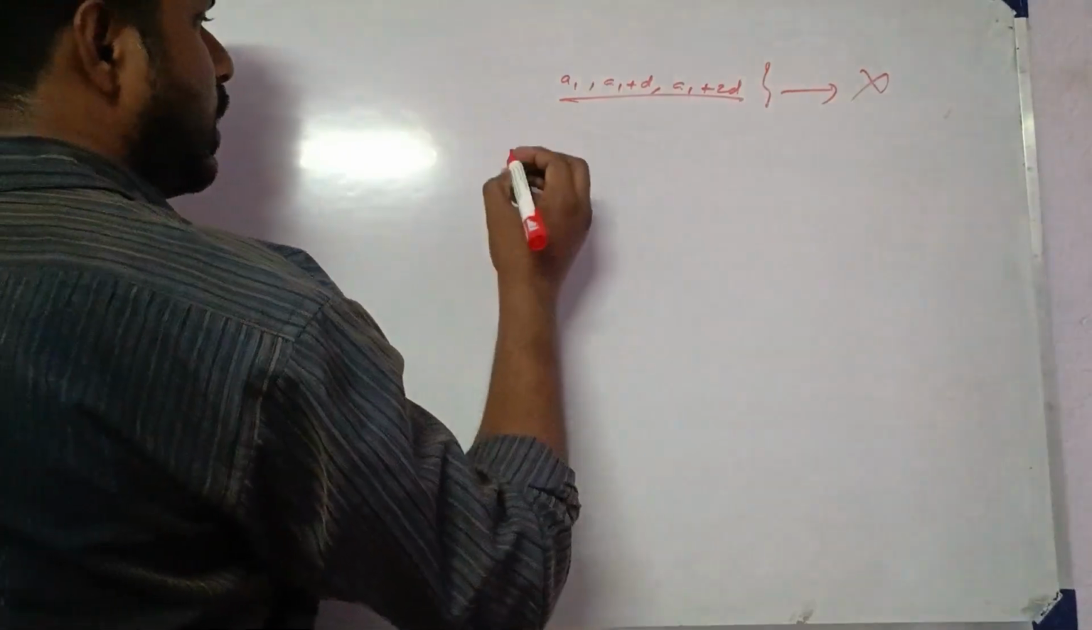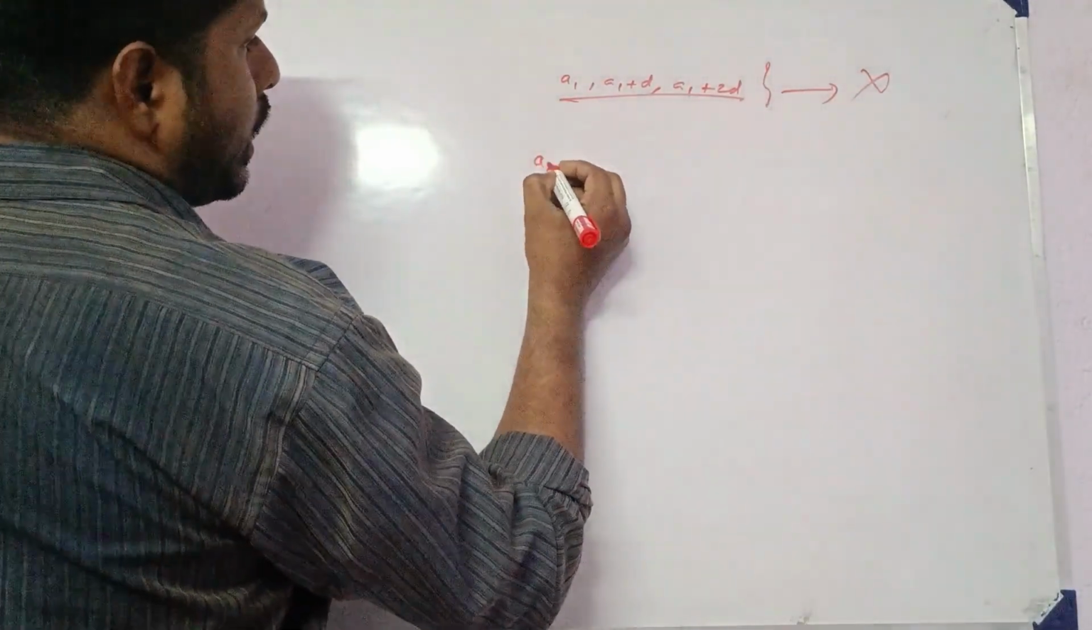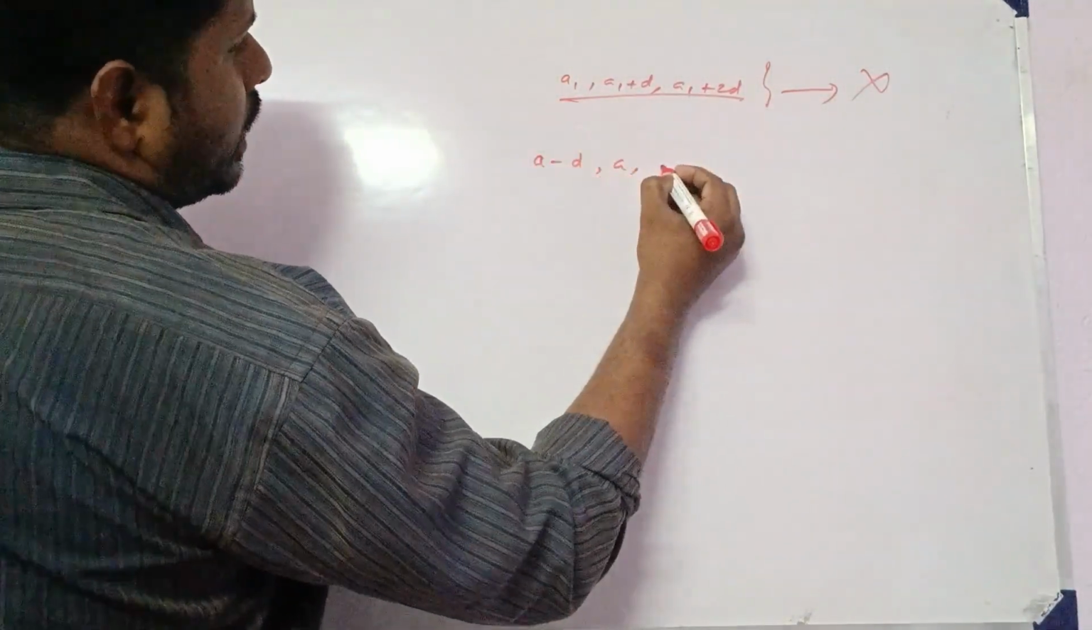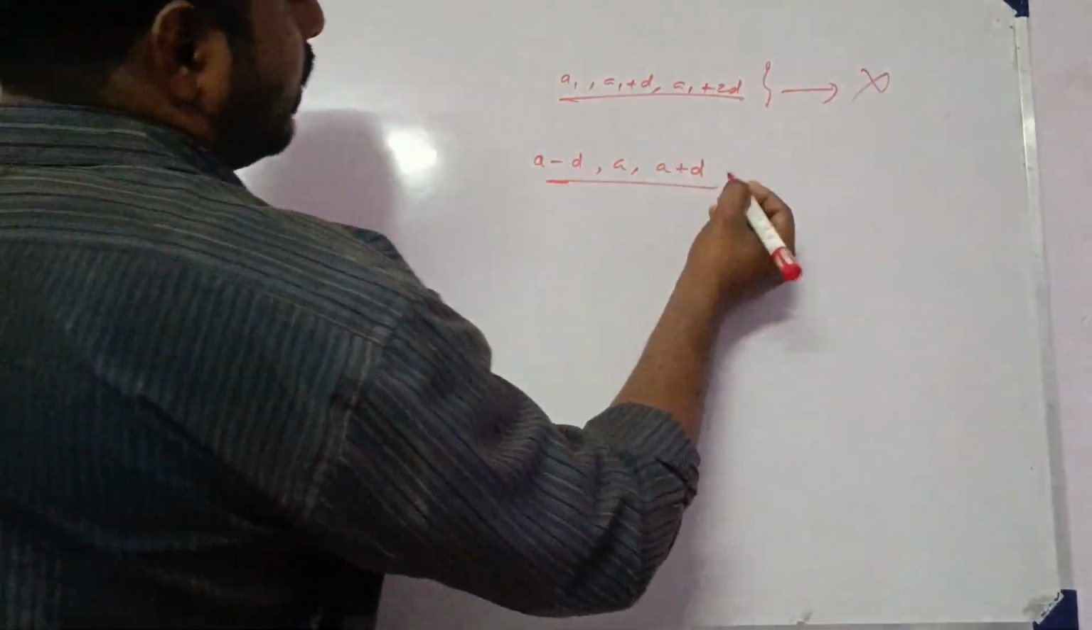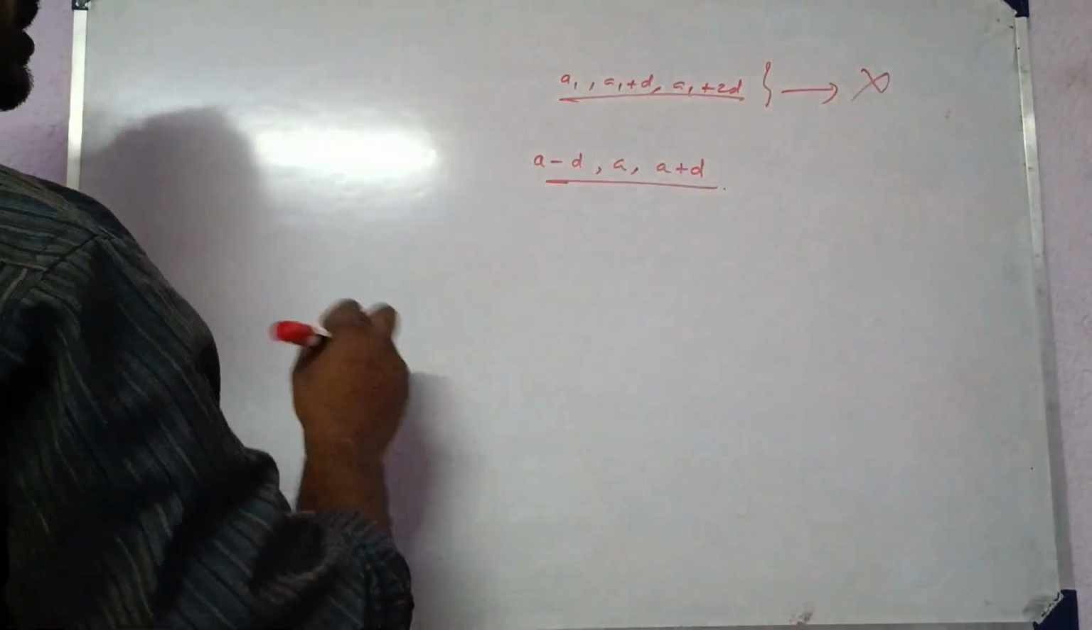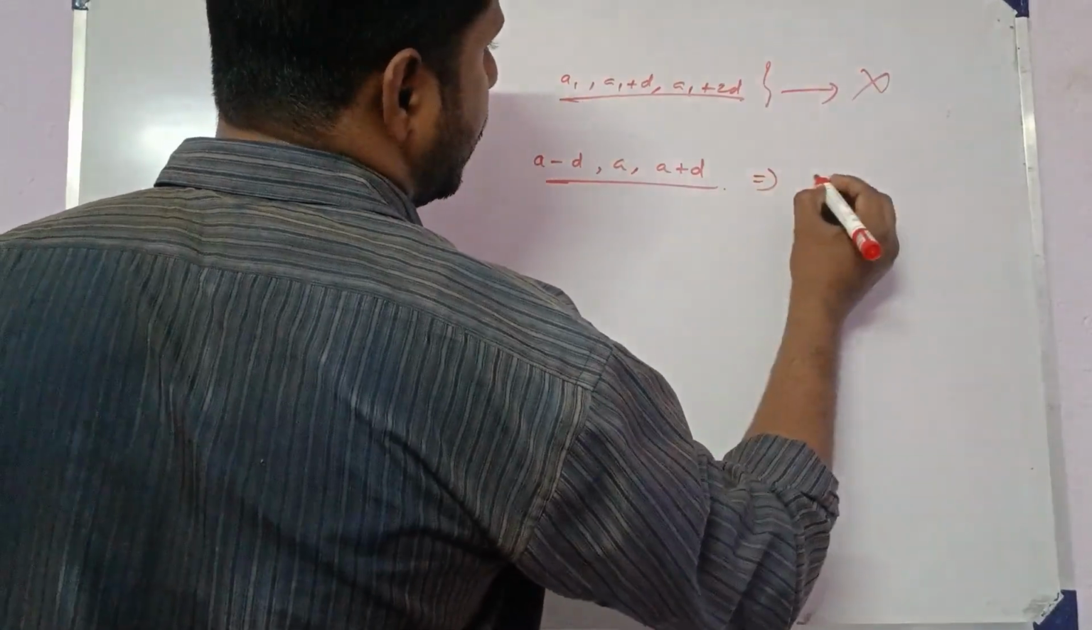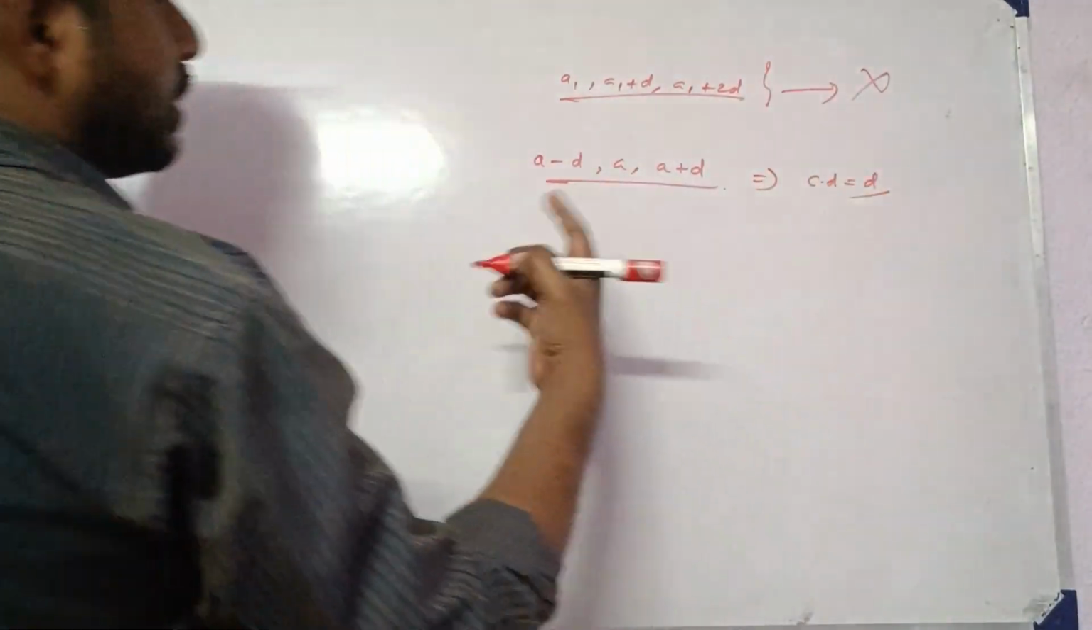What you will assume is, let the numbers be a minus d, a, a plus d. You will assume these 3 numbers are in AP. Let the numbers be a minus d, a, a plus d. See here the common difference is d. So these are in AP.